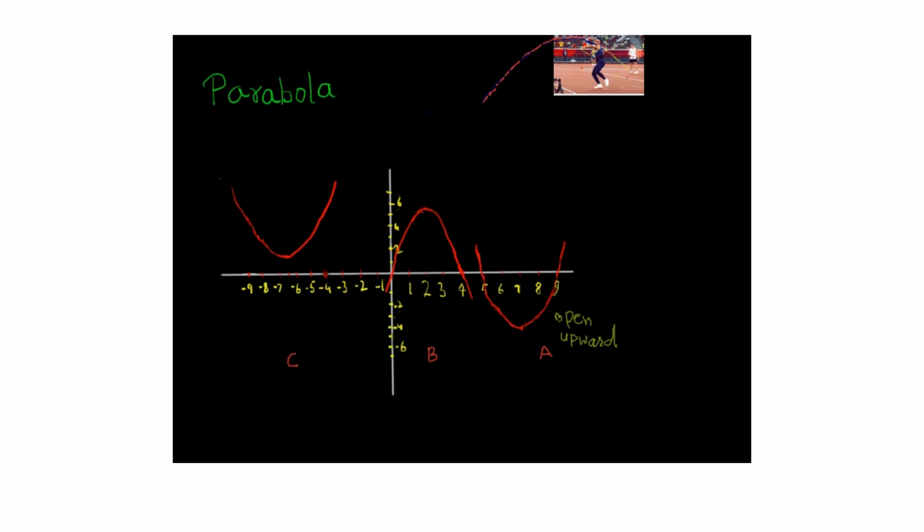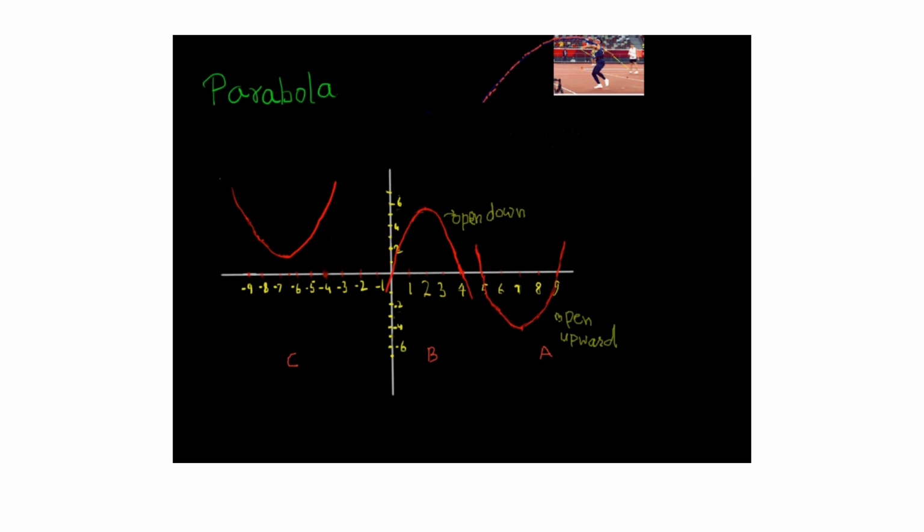If you see, the face of the parabola is downwards, so this is open downwards or open down. So while referring to calculus or other problem solving, we refer to open upward and open down. Then another feature of the parabola is its vertex. Vertex is the maximum or minimum point of a parabola.